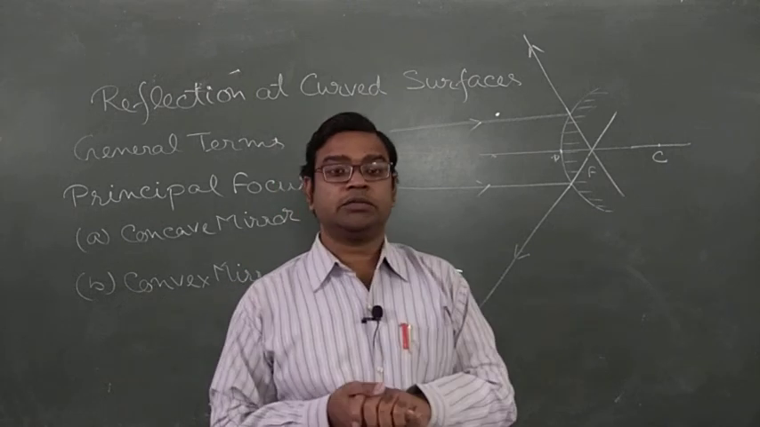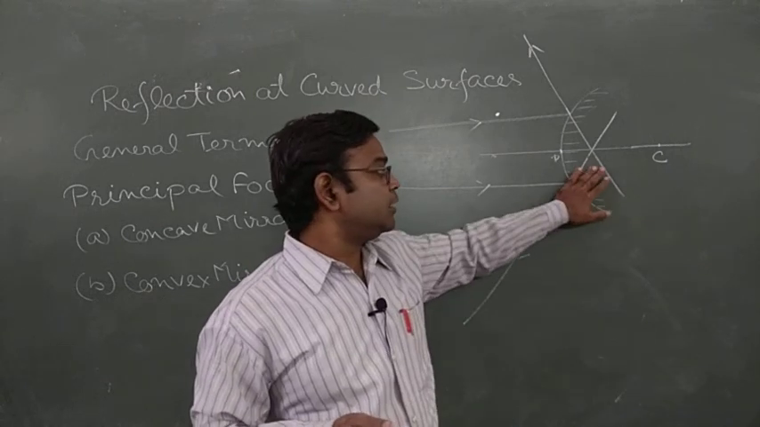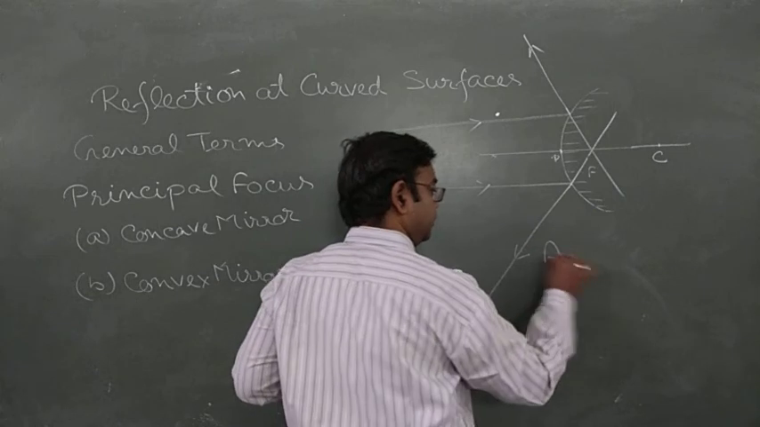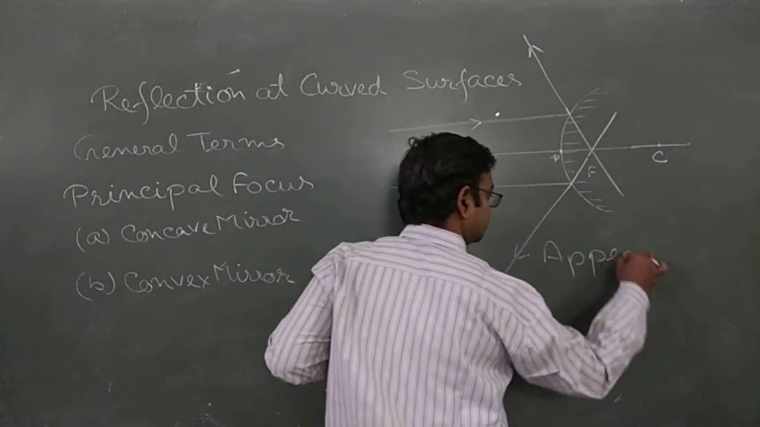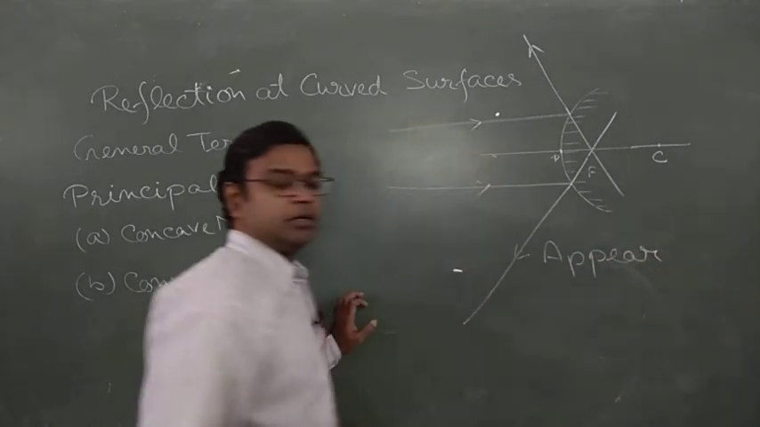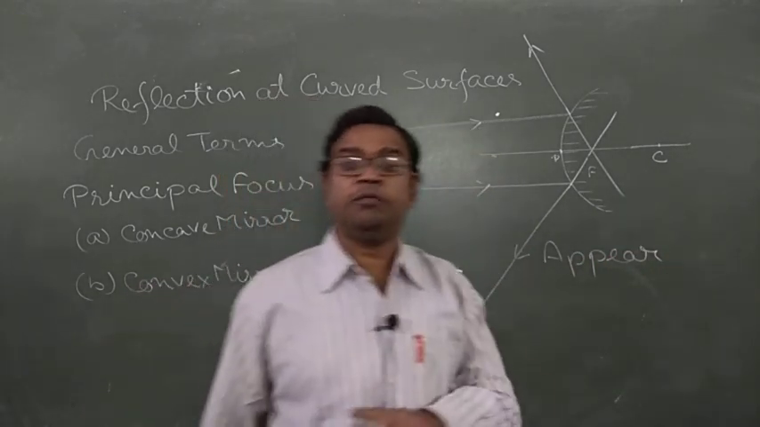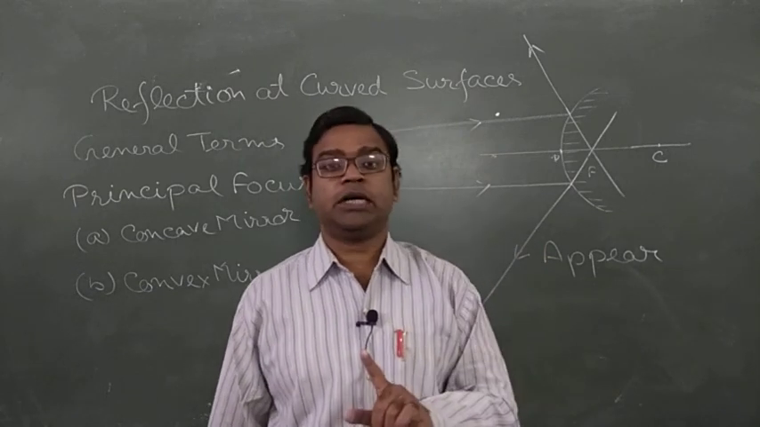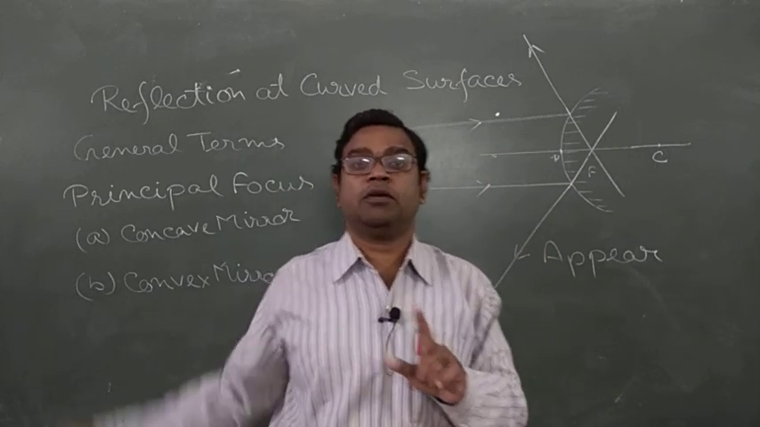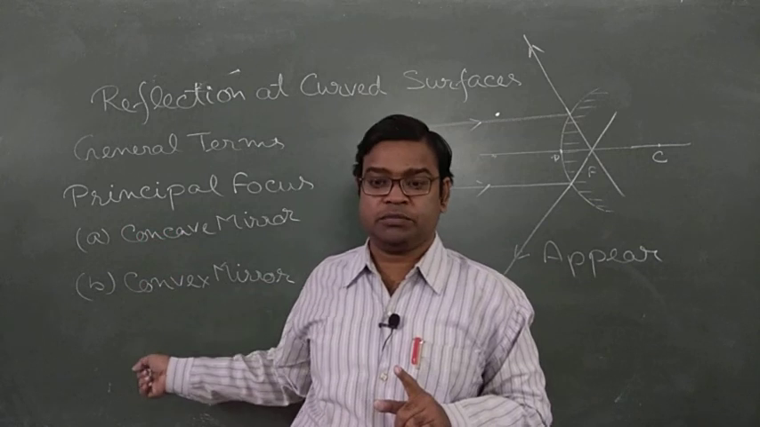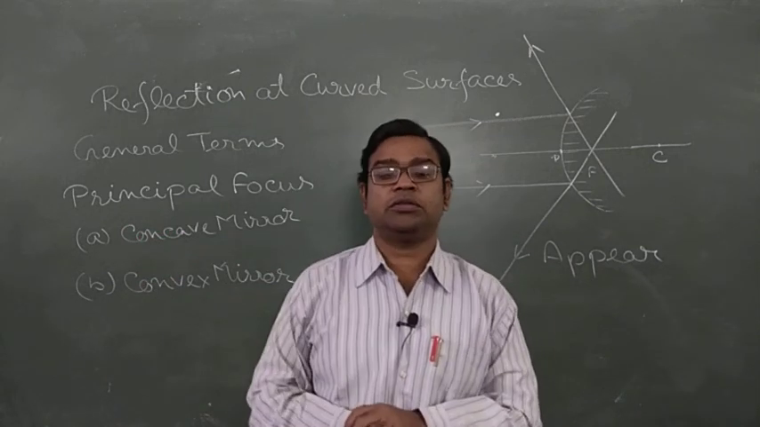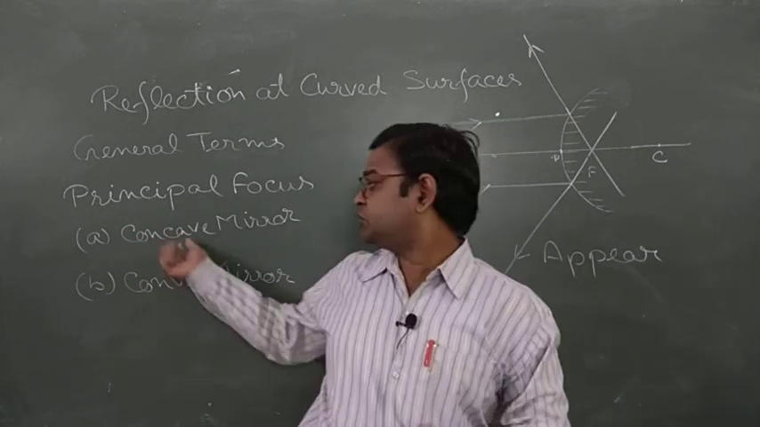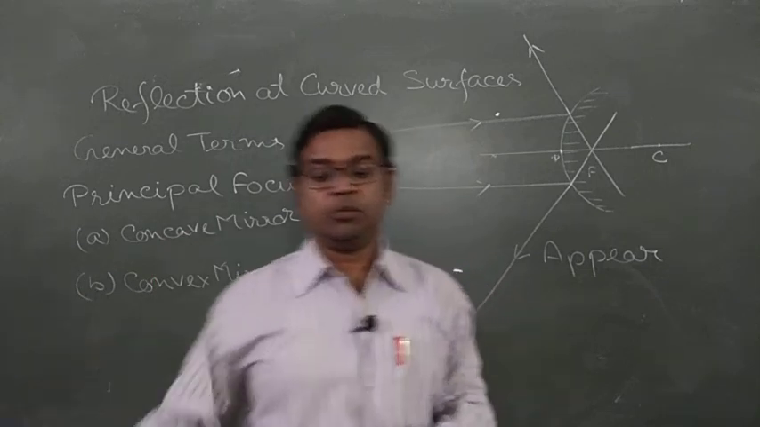So I think this one is clear. In this case, the reflected rays appear to meet. The words are very clear: appear to meet. And in the case of a concave mirror, they actually meet. So those points are known as the principal focus of the concave mirror and convex mirror. Hope all the points are clear to you, especially these two points. Now move to the next part.